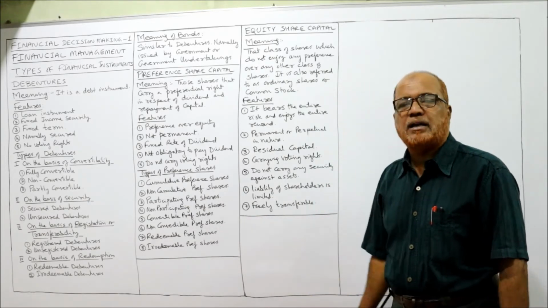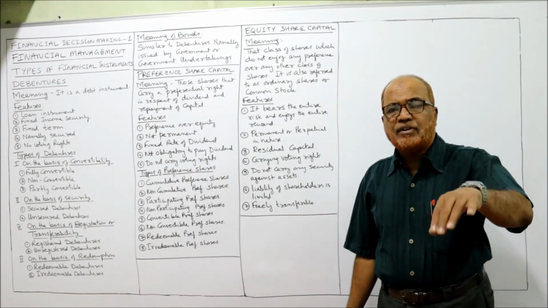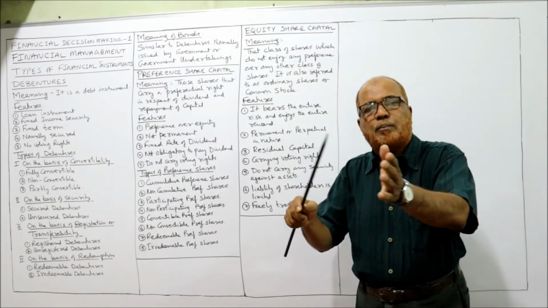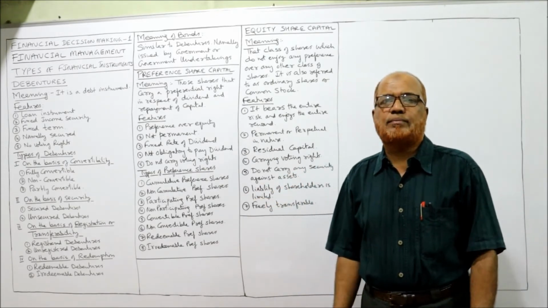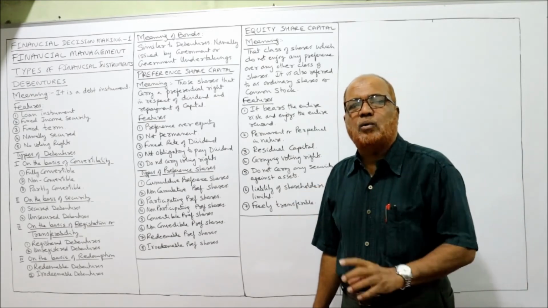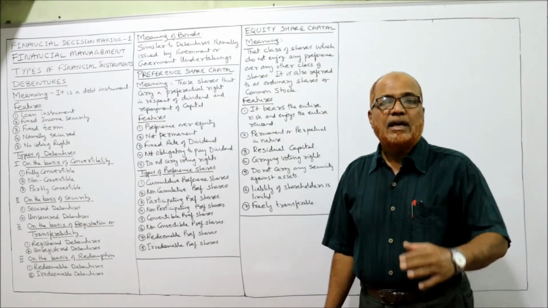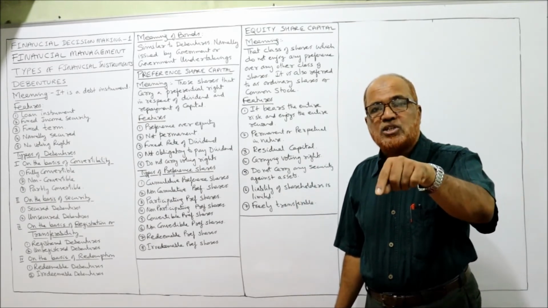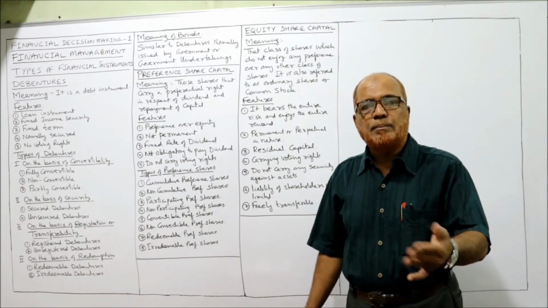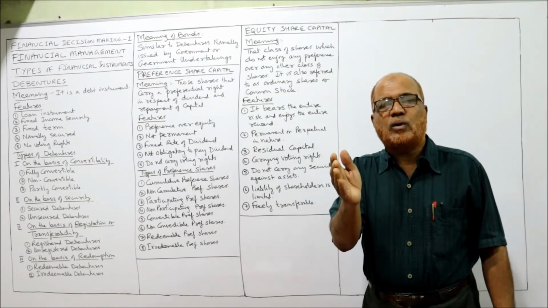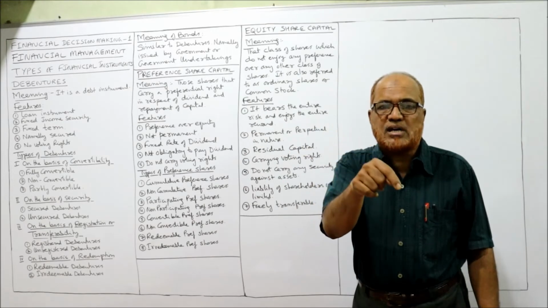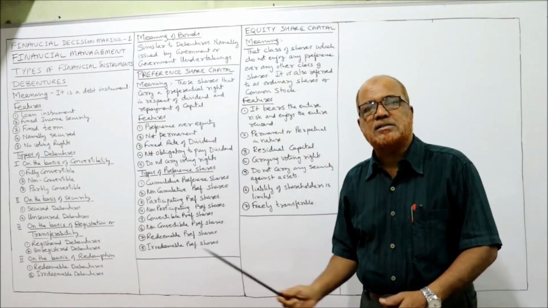Next come participating preferences. After paying the dividend to preference shares, whatever profit is left, the whole profit goes to equity shareholders. But in some circumstances, the company will pay only a part of the profit to equity shareholders, and the remaining part is left. If the preference shareholders also have the right to the remaining part, they are called participating preferences. In simple words, after paying the equity dividend, if any profit is left, and the preference shares have the right in that profit, they are called participating.